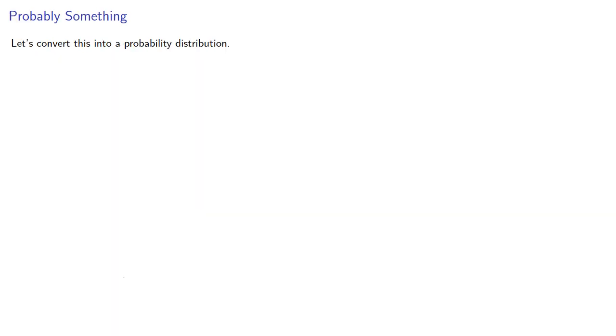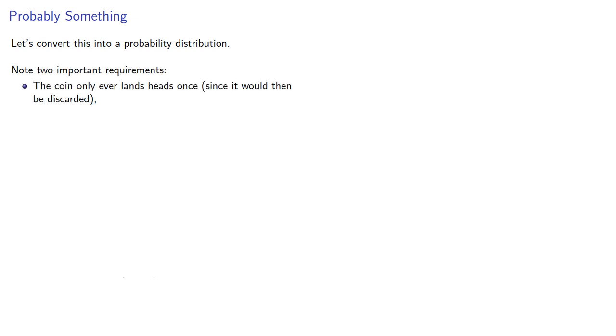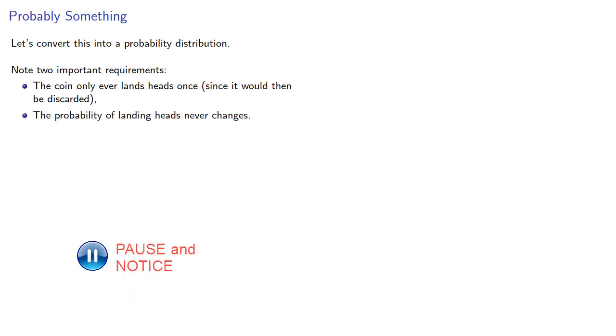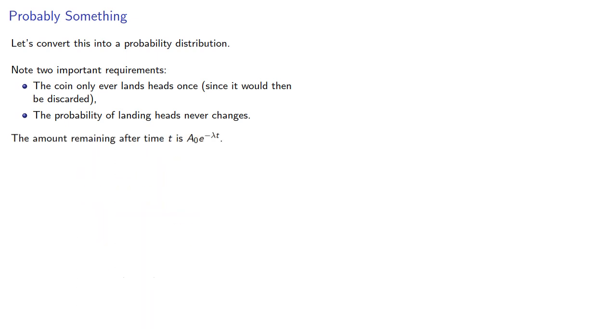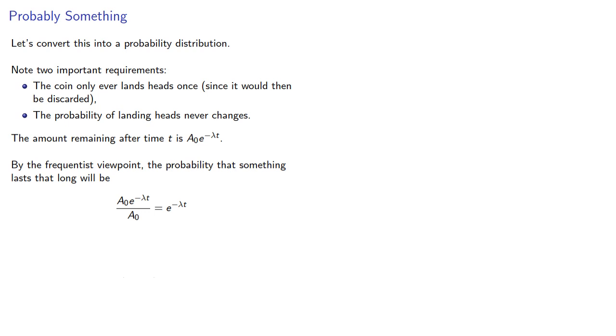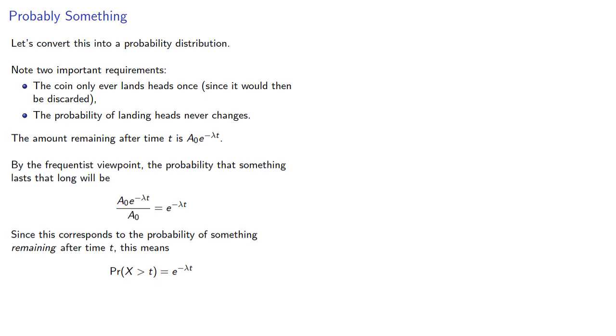Let's convert this into a probability distribution. Note 2 important requirements. The coin only ever lands heads once, since after that it would be discarded, and the probability of landing heads never changes. The amount remaining after time t is a0 e to the minus lambda t. By the frequentist viewpoint, the probability that something lasts that long will be, since this corresponds to the probability of something remaining after time t, this means our probability that x is greater than t is e to the minus lambda t, and so the probability that x is less than or equal to t is 1 minus e to the minus lambda t.